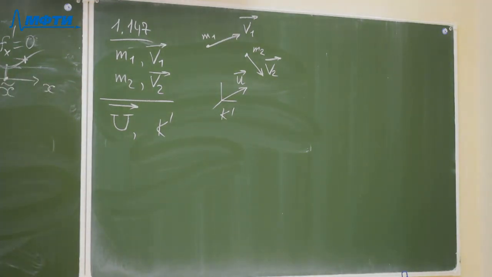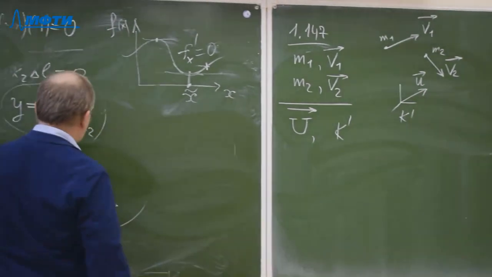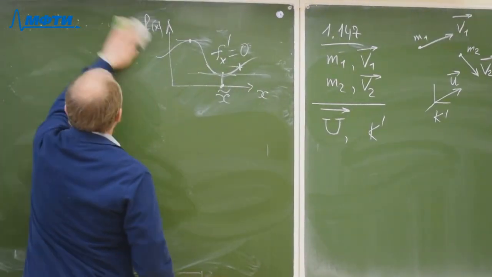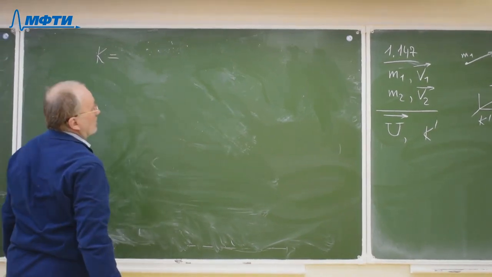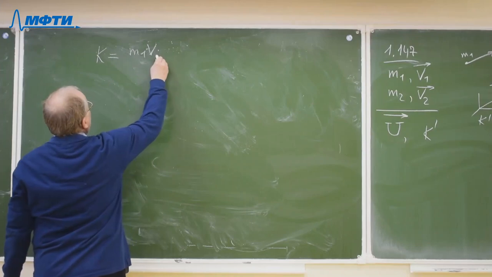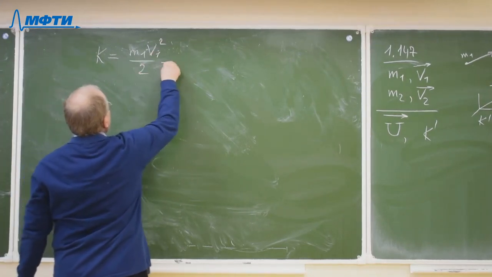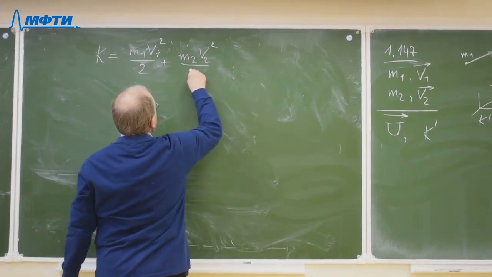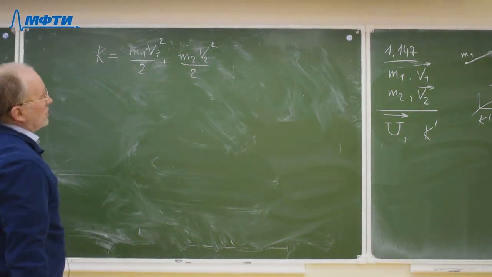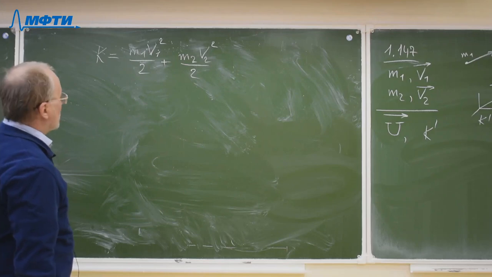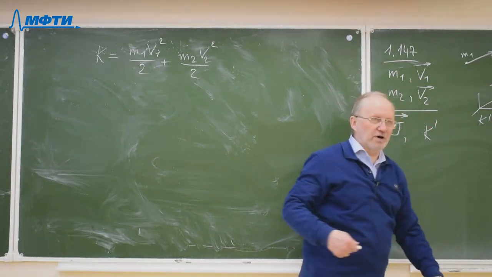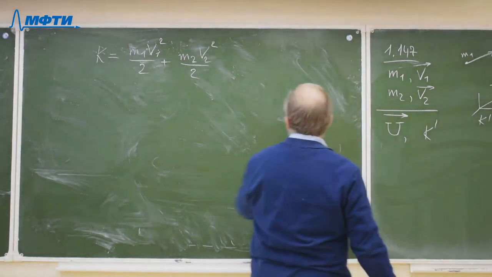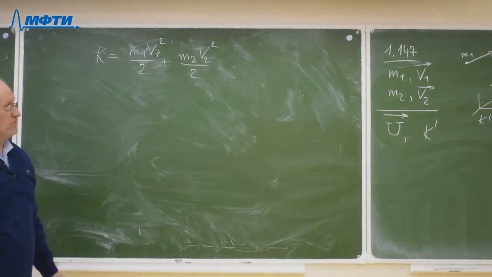So, total kinetic energy. You remember what kinetic energy is? The kinetic energy of a particle is mv squared divided by 2. So the total kinetic energy will be the sum of kinetic energies of the two particles, m1 v1 squared over 2 plus m2 v2 squared over 2. This is in our laboratory reference frame. The velocities v1 and v2 are measured with respect to the ground, for example. We stay here on the ground in our laboratory. So this is the expression for the kinetic energy in a laboratory reference frame.